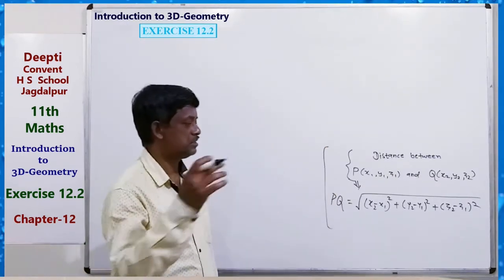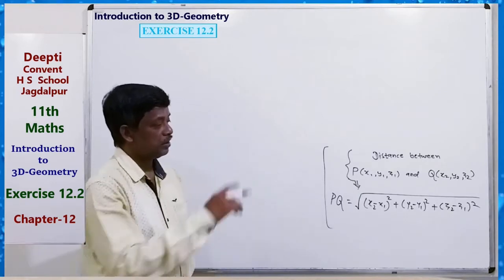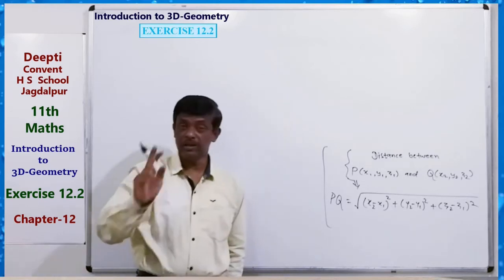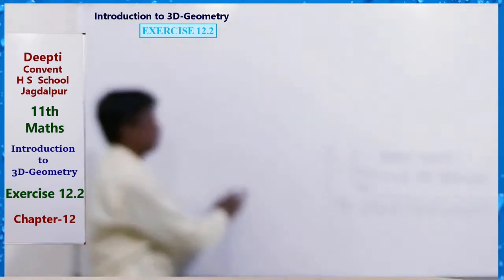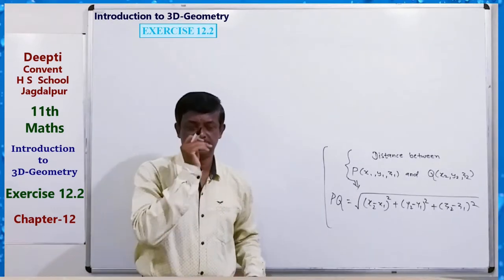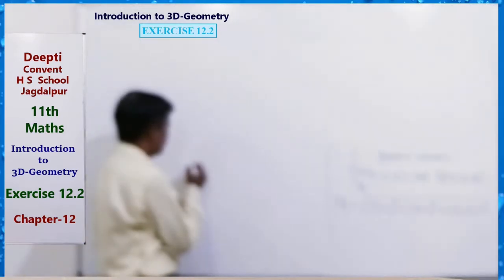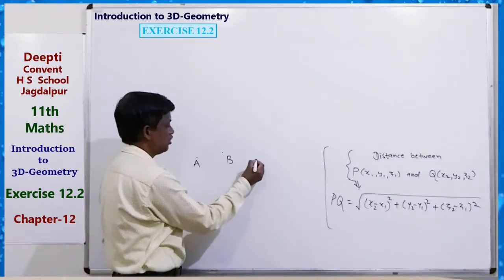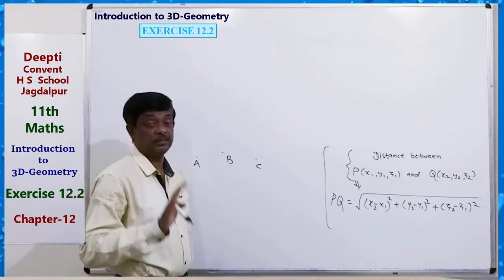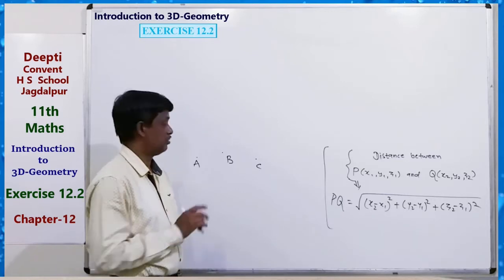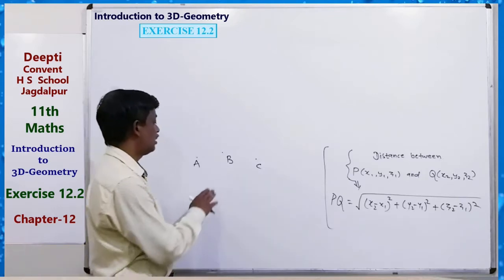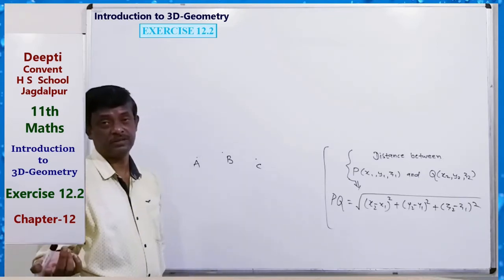solve questions like question 2: show that the 3 given points are collinear. Collinearity can be proved by using different methods. Here we know the distance between 2 points. Suppose one point is A, another point is B, another point is C. Collinear means lying in a single line. There are 4 methods for proving collinearity of 3 points in a plane, or also in space.